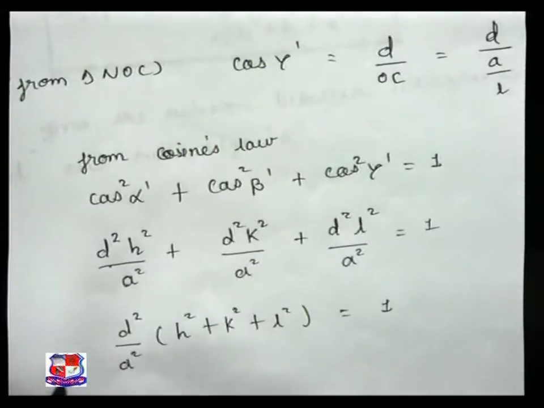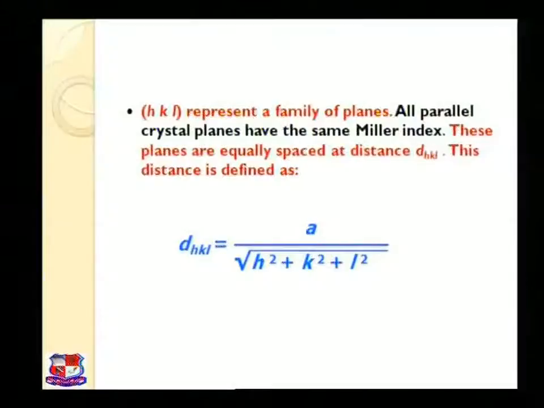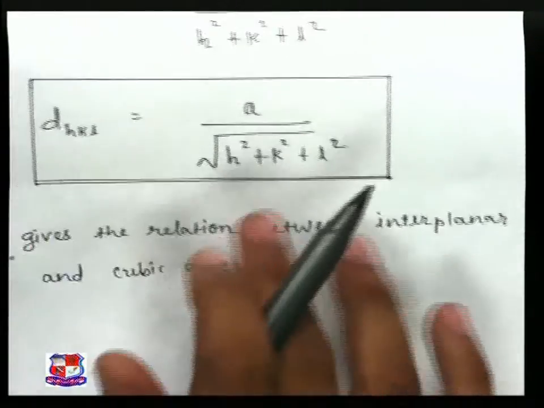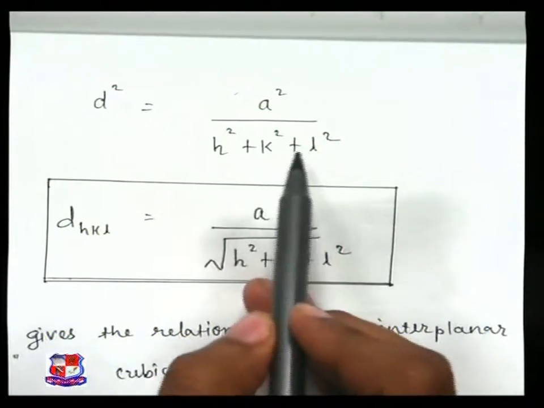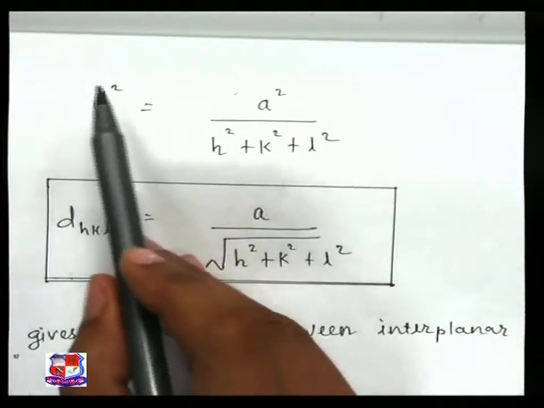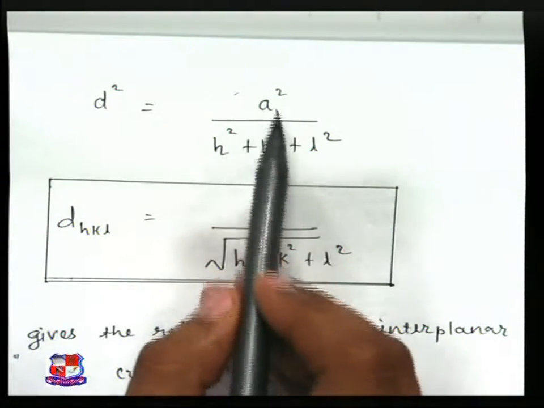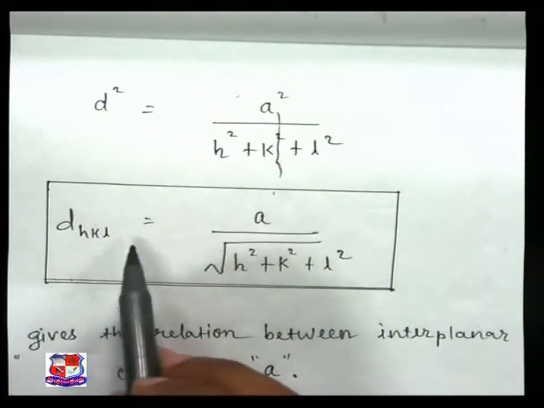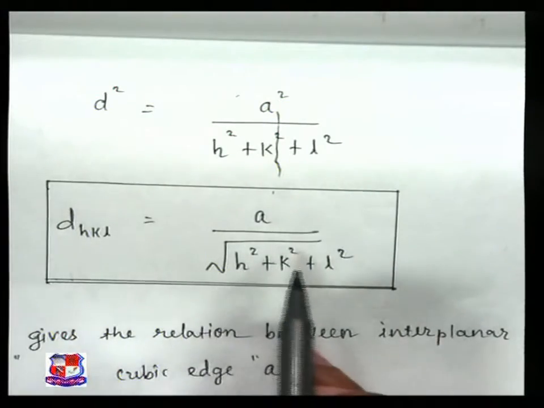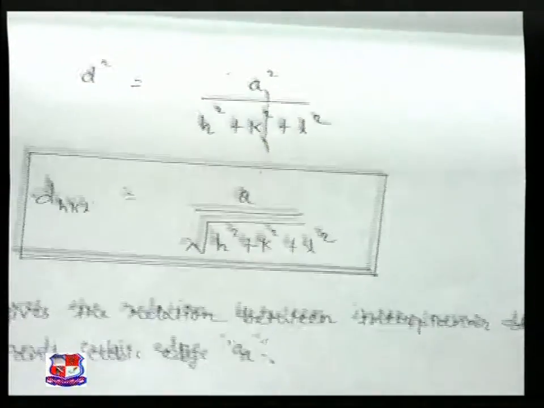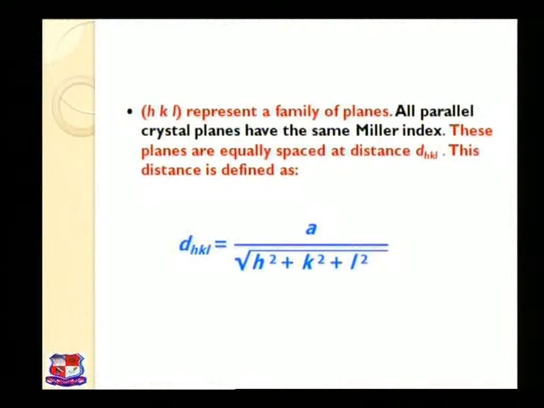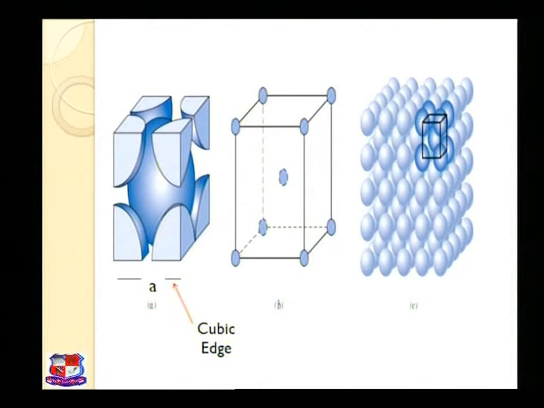So we get the equation that D square is equal to A square upon H square plus K square plus L square. In the same manner, if we take the square root on the opposite side, DHKL is equal to A upon under root H square plus K square plus L square. So this is the equation: D is equal to A upon under root H square plus K square plus L square. This is the equation to obtain the interplanar distance.